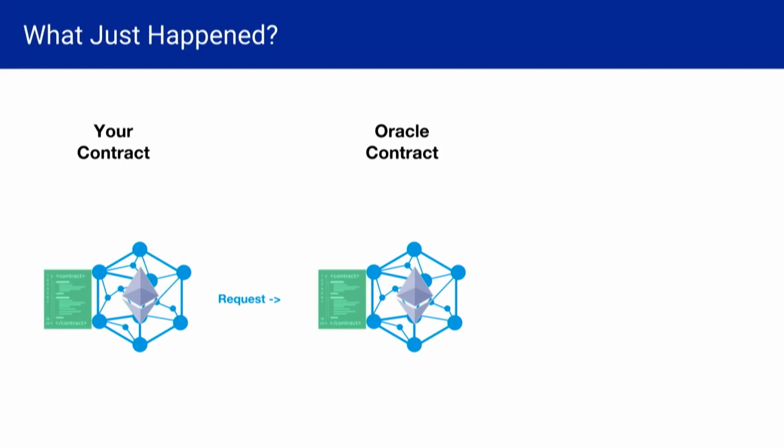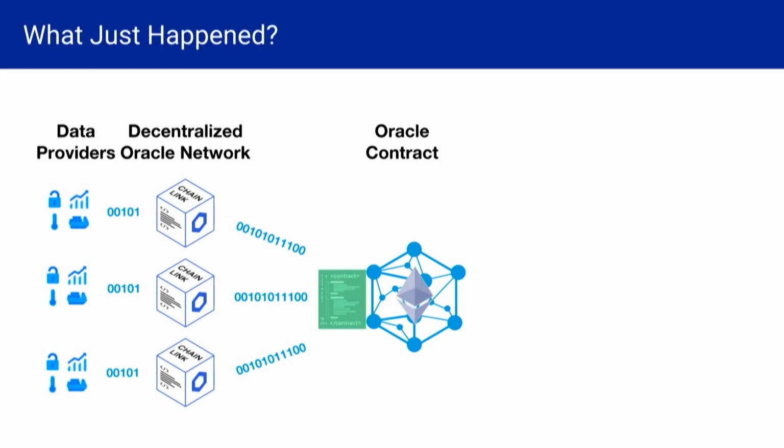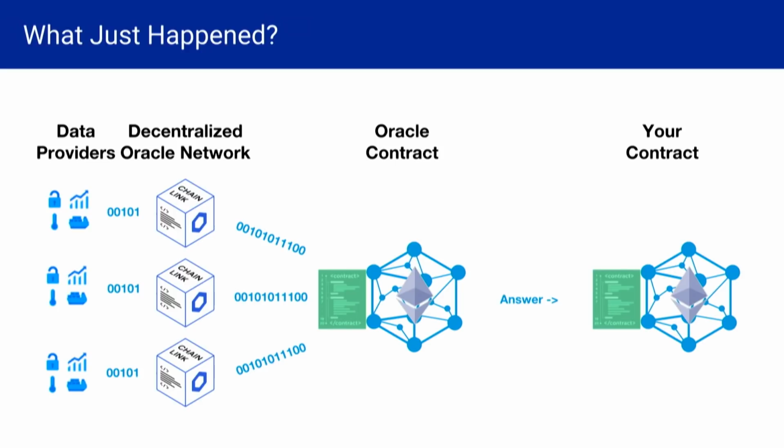Your requesting contract made a Chainlink request to the Oracle contract residing on Ropsten, and the Chainlink network is monitoring that Oracle contract for that job ID that you specified, so that when a request comes in with that job ID, it knows to perform some work. In our case, that work is to retrieve the current price of Ethereum, which it will do, and then return that value back to the Oracle contract, which then returns the answer back to your Chainlink contract.